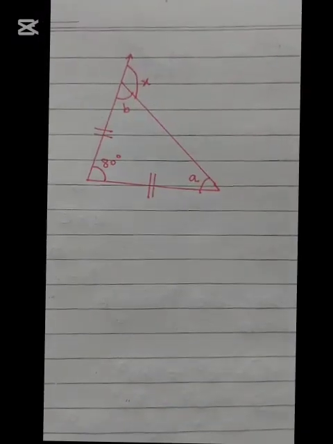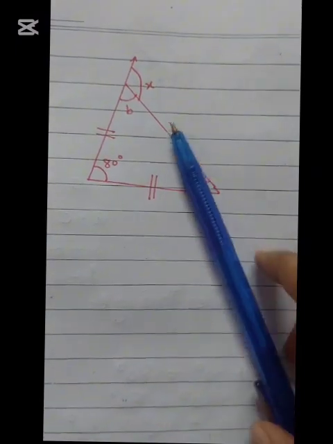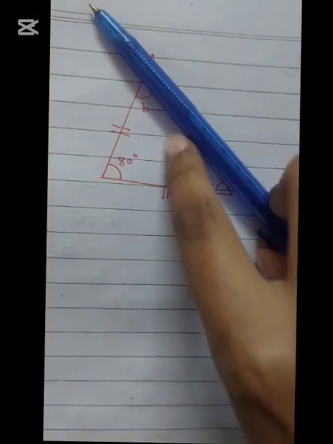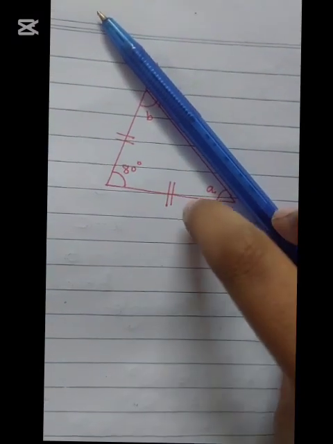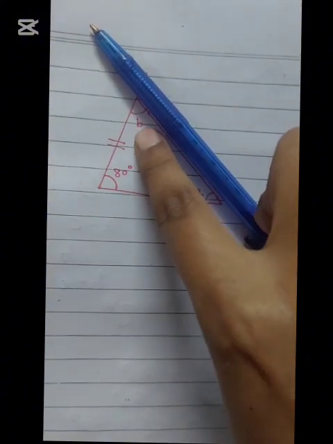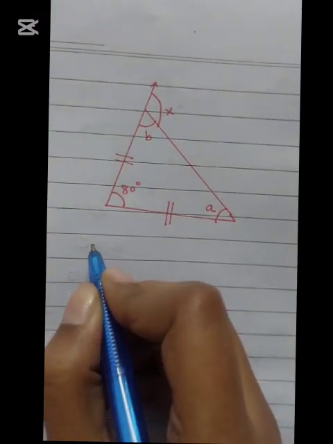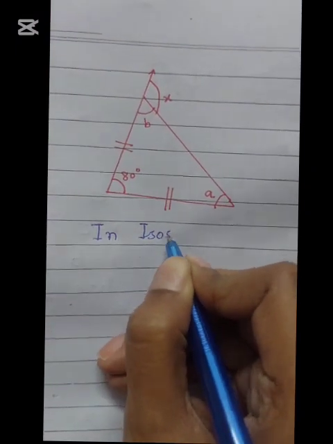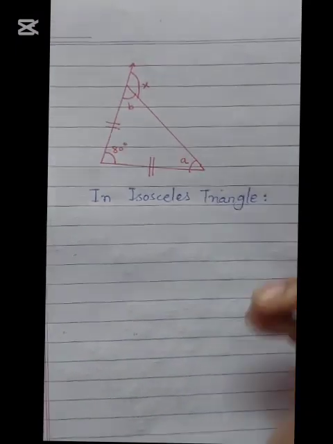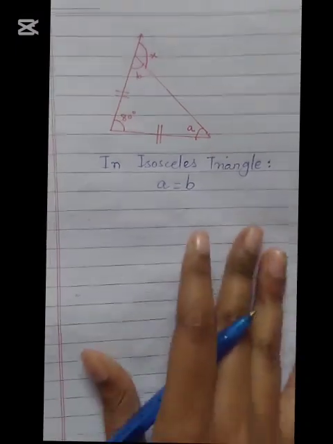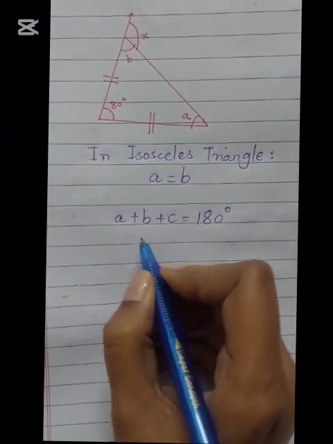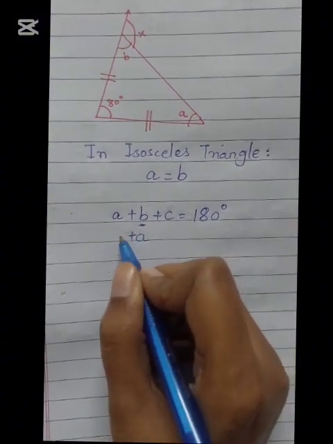Next, question number 1, part B. This is similar to question 1, part A. If I remove the exterior angle, we see we have two unknown angles A and B, and the third one is given as 80 degrees. Due to these two lines, it is an isosceles triangle, and in an isosceles triangle angle A and angle B are equal to each other. So first write this line: in an isosceles triangle, angle A equals B, and write the method, the sum of three angles is equal to 180 degrees, and we replace B with A due to isosceles.